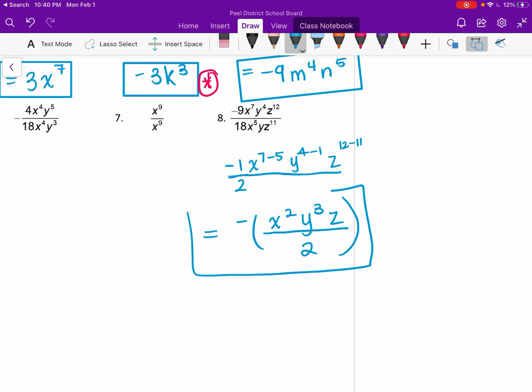That's just how you would do something a little bit more complicated. Just go variable by variable. Start with the coefficients and then just go left to right.